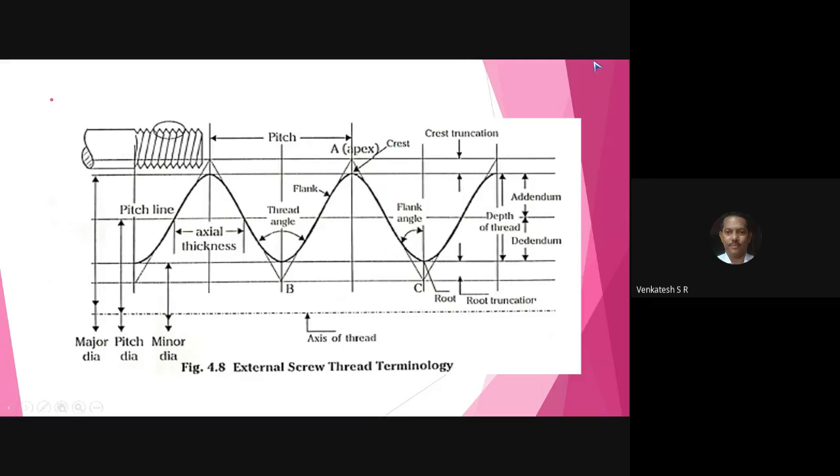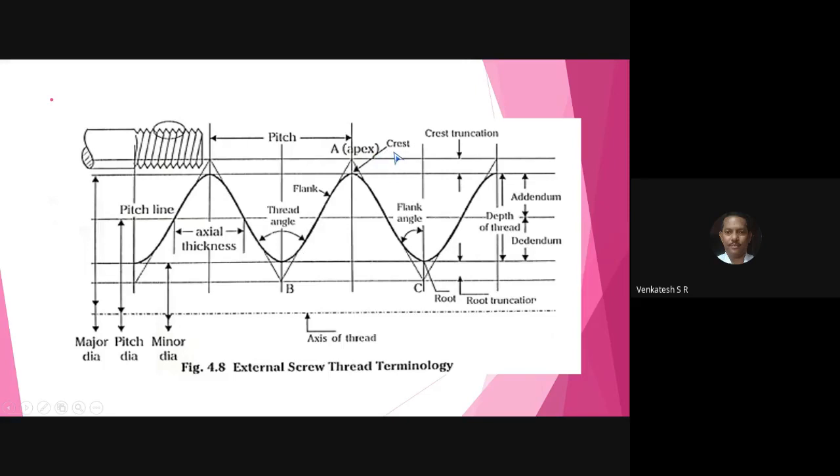These are the elements. First, pitch: the distance between two peak points of the screw thread. The maximum diameter of the screw thread is called major diameter. The crest making the triangle is called minor diameter. And the pitch line passing through the center of the screw thread is called pitch diameter.